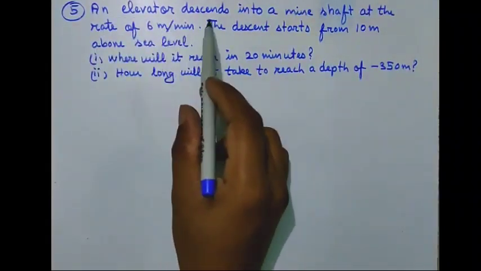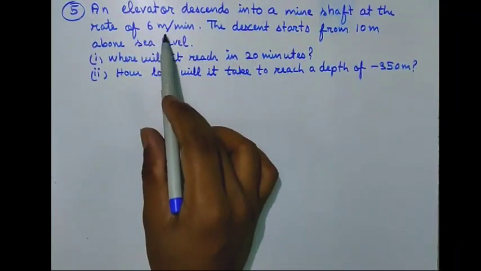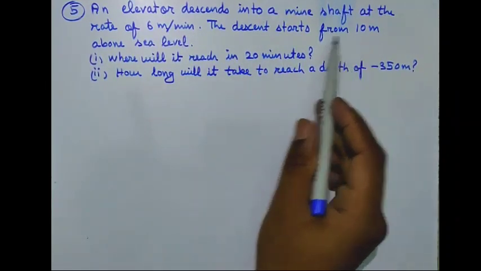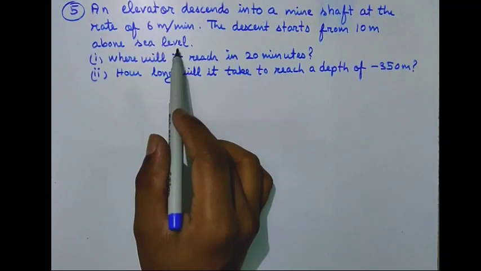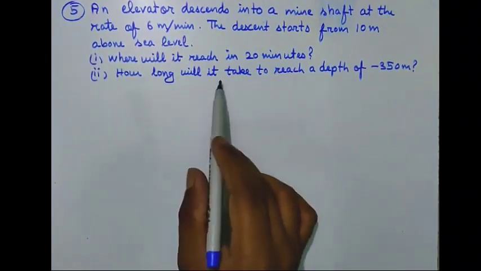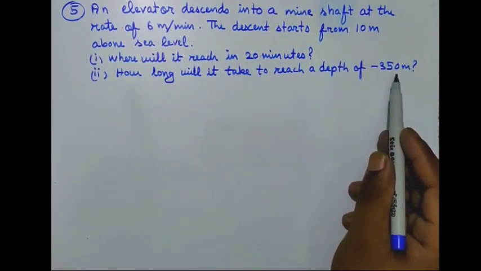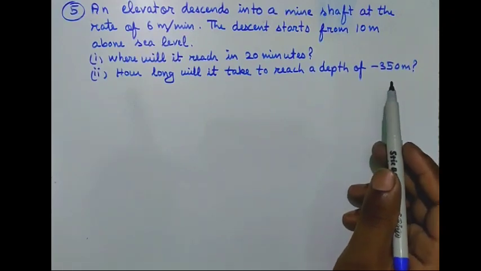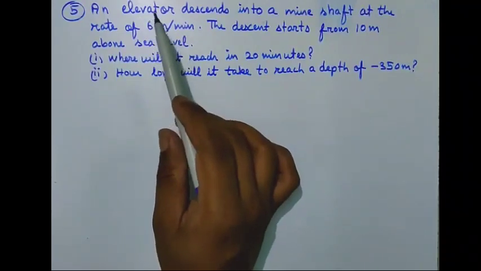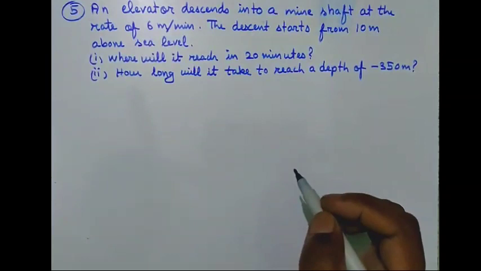An elevator descends into a mine shaft at the rate of 6 meters per minute. The descent starts from 10 meters above sea level. Where will it reach in 20 minutes? And how long will it take to reach a depth of negative 350 meters? So that elevator descends into a mine shaft, meaning going into a mine.